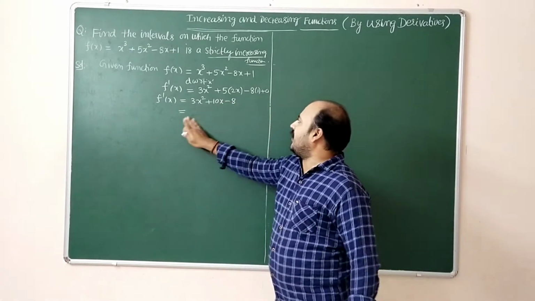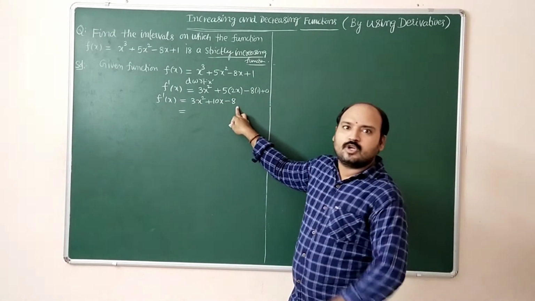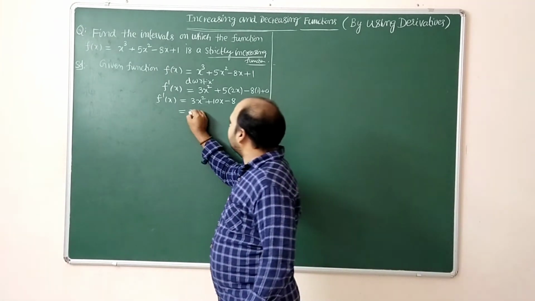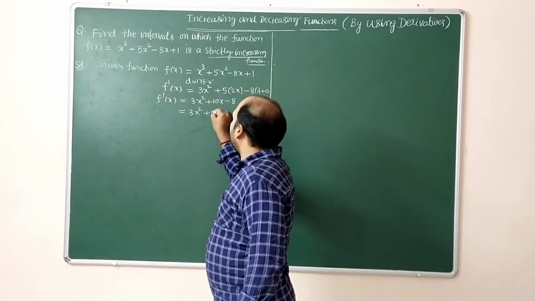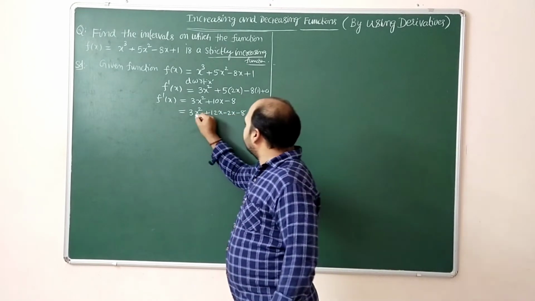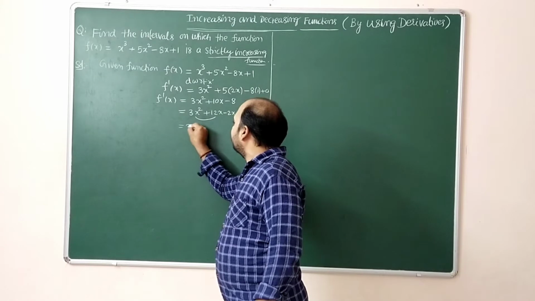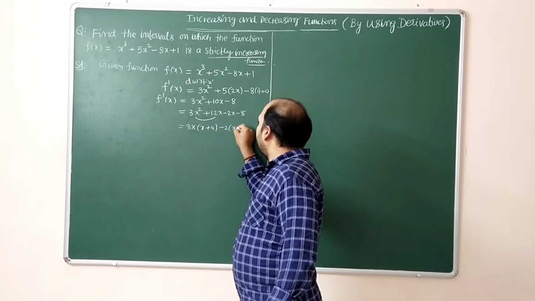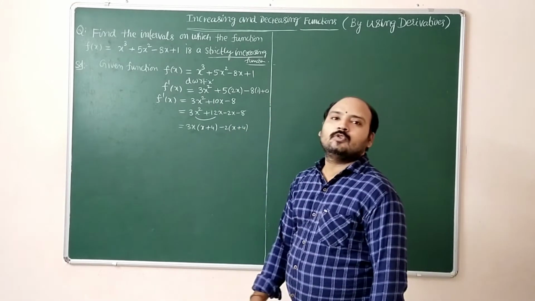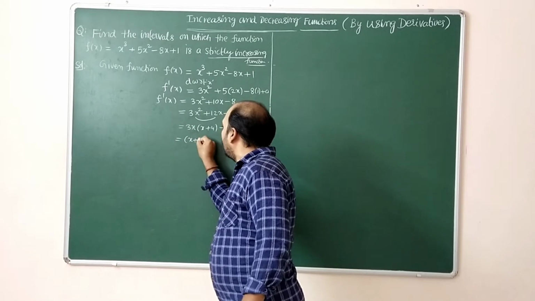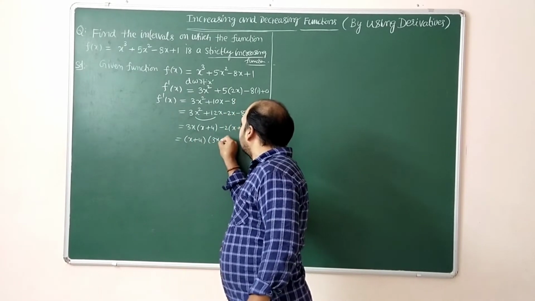Here I am simplifying. If you find the factors, 3 into minus 8 is minus 24. So 10 can be written as 12 minus 2. So 3x square plus 12x minus 2x minus 8. From these two take common 3x into x plus 4, minus 2 take common x plus 4. So x plus 4 we write first, take common x plus 4 into 3x minus 2.